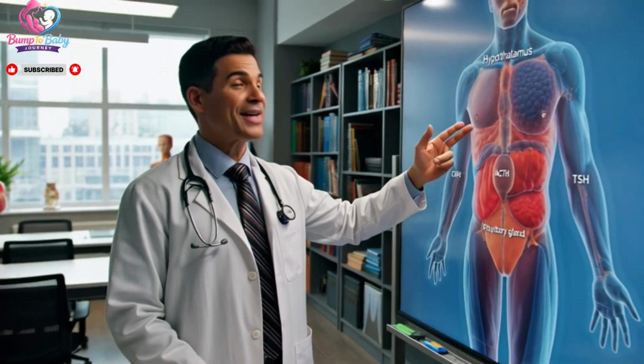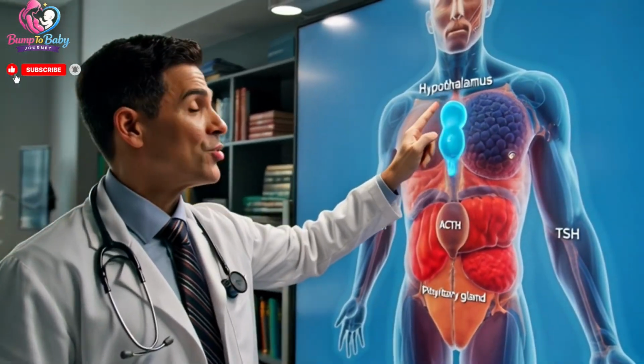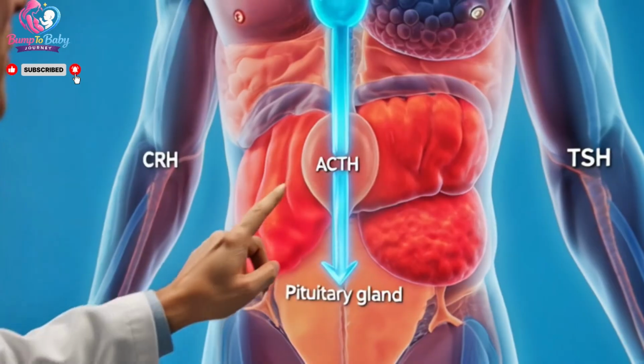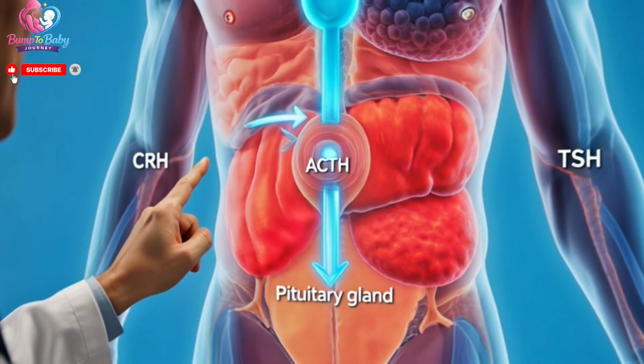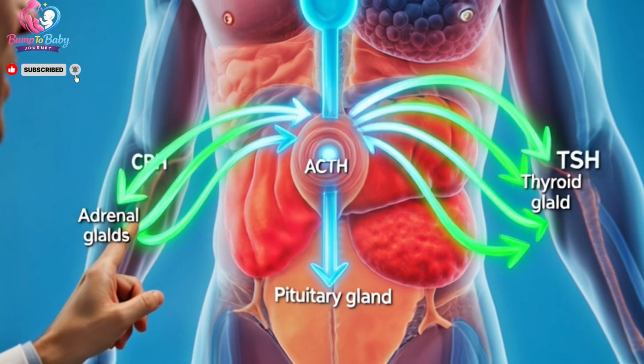Let's trace the hormonal cascade. It starts in the hypothalamus. CRH triggers the pituitary to release ACTH, which then signals the adrenal glands. This is the HPA axis, a key part of our stress response system.